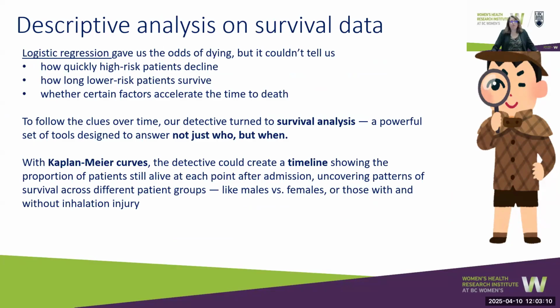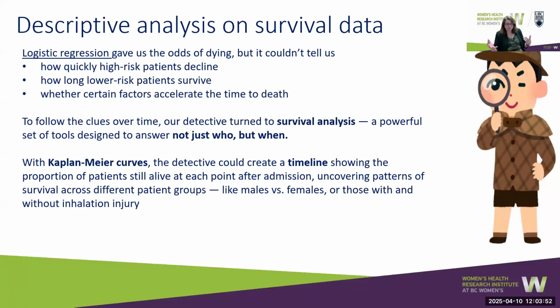So what we did before, we had our outcome as yes or no, died or survived. And we tried to estimate the odds of dying to see what characteristics from the sample, like sex, inhalation injury, whether the person was in ICU, had surgeries during the ICU stay, affected the chances of survival or risk of dying. But to follow the clues over time, we need survival analysis. This is a powerful set of tools designed to answer not just who, but when.